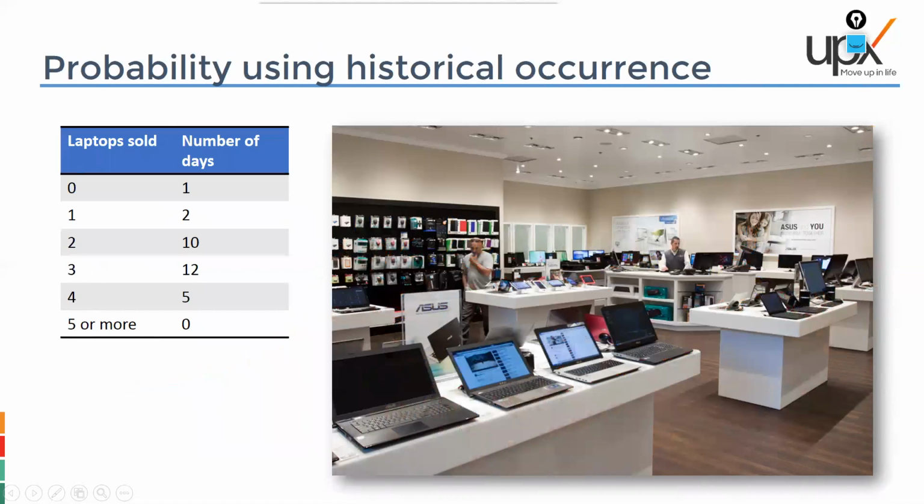Now let us see how we calculate the probability using historical occurrence.